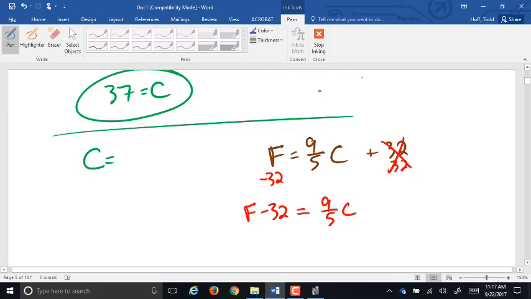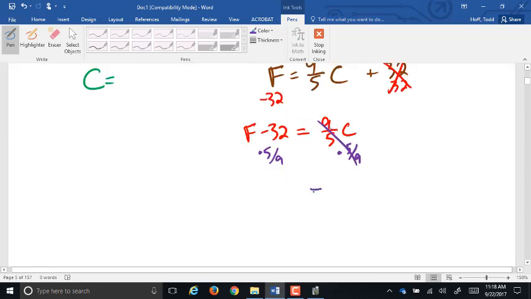Now, just like before, we have to either divide by 9/5 or multiply by 5/9. I'm going to multiply by 5/9. So that's gone over there. On the right side, all that's left is c. On the left side over here, 5/9 times f minus 32 is just 5/9 times parentheses f minus 32.